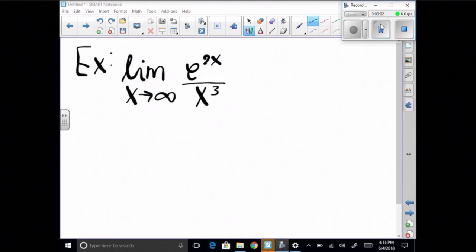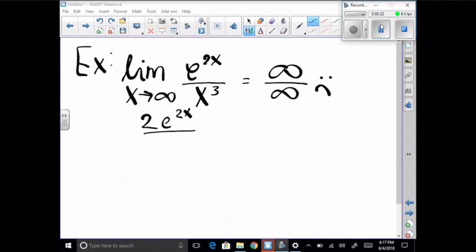For this problem, we are taking the limit as x approaches infinity. If we solve it like a normal limit, just plugging it in, you would get infinity over infinity, which is not good. So you have to take the derivative of the top and the bottom. If you do that, it'll be 2e to the 2x over 3x squared, which still will give you infinity over infinity, which is still not good. So you take the derivative again.